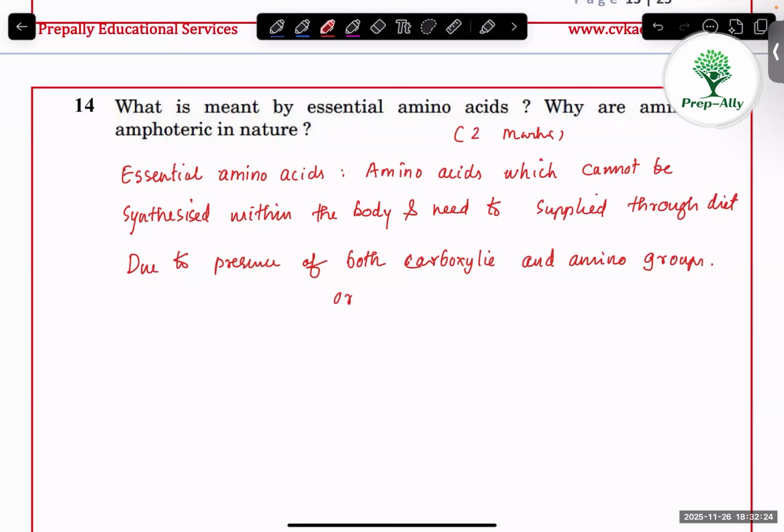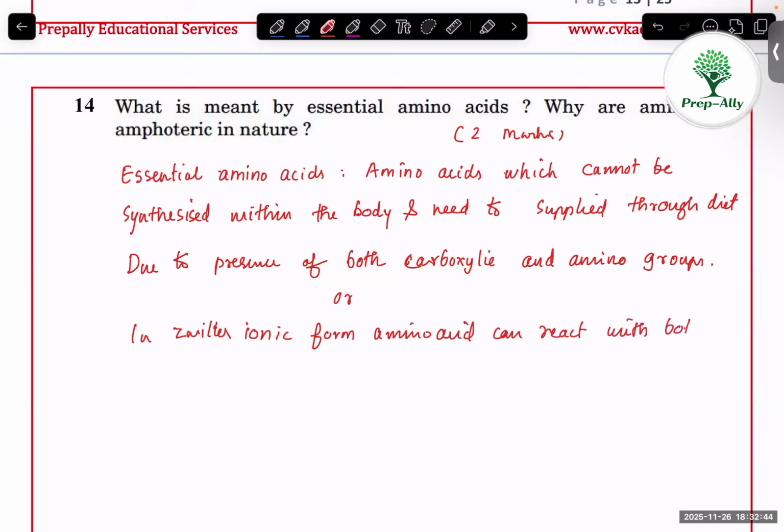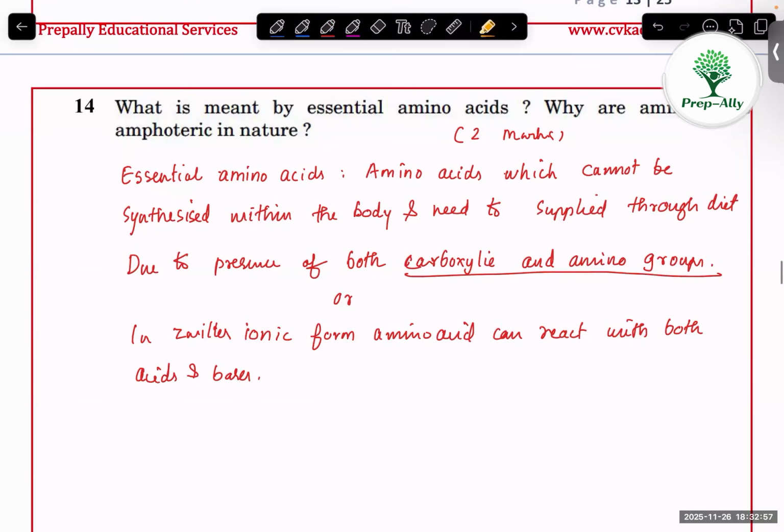Or you can also write it in the zwitterionic form. An amino acid can react with both acids and bases. So this is also a correct answer. You can either say that it has both a carboxylic acid and an amino group, or you can say it's in zwitterionic form.